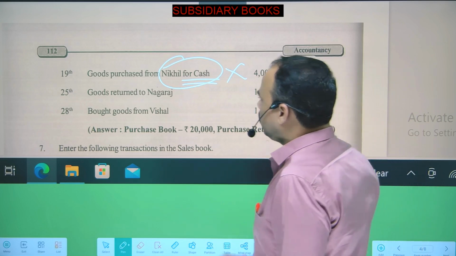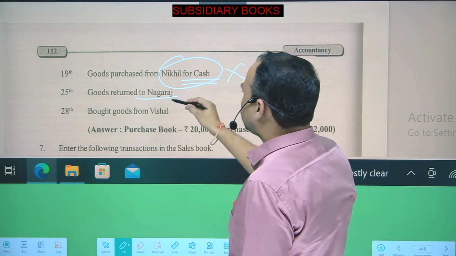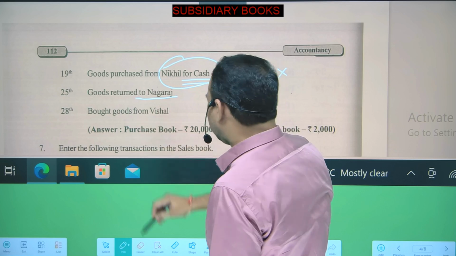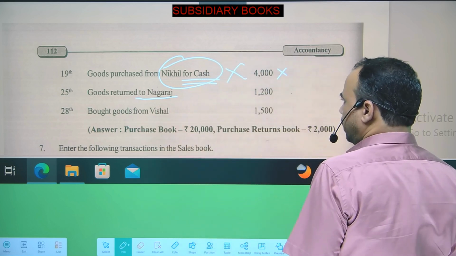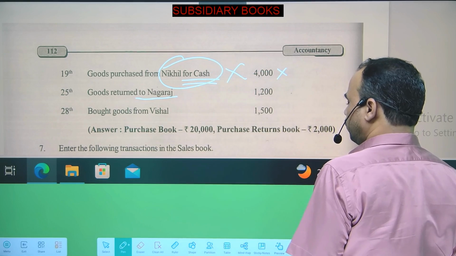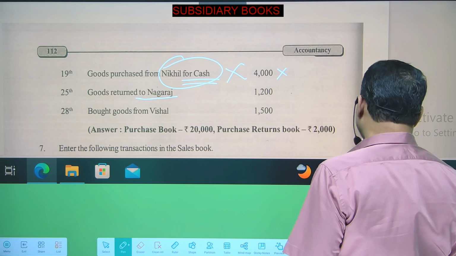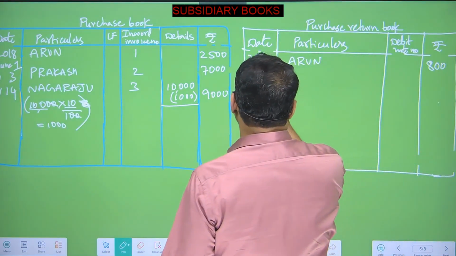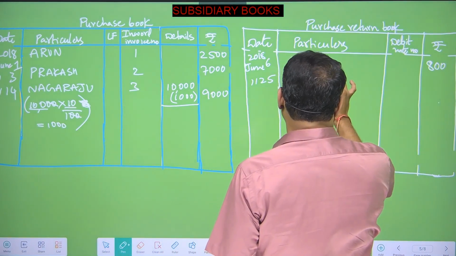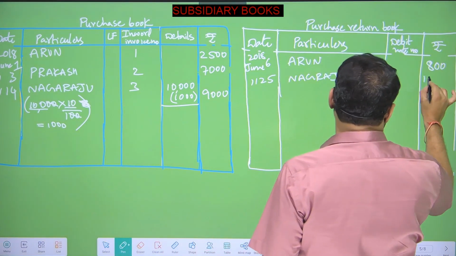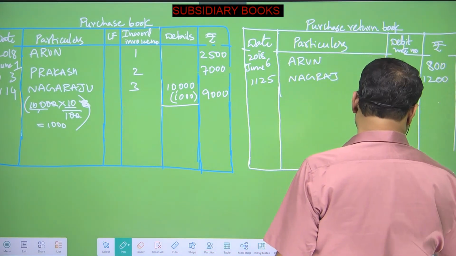Okay, next, goods return to Nagaraju. Goods return means nothing but purchase return. So in the purchase return book we have to write Nagaraju, date 25th, name Nagaraju, amount 1200.